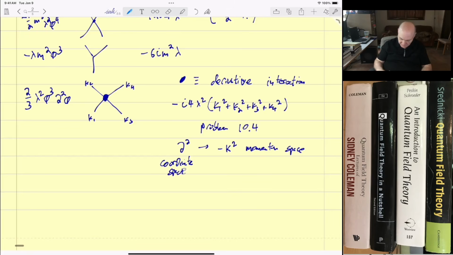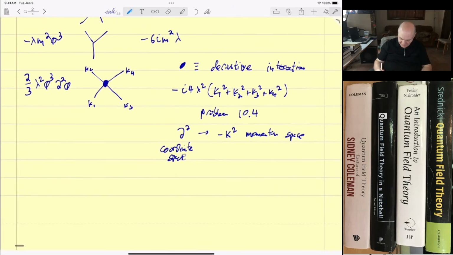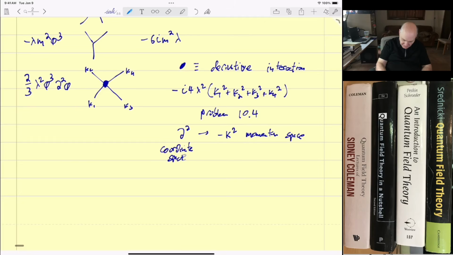And then it can act on any one of these momenta that are incoming. That's why we get k1 squared plus k2 squared plus k3 squared plus k4 squared. When we do these interactions, we like all the momentum to be incoming and sum to 0. But not when they're internal.